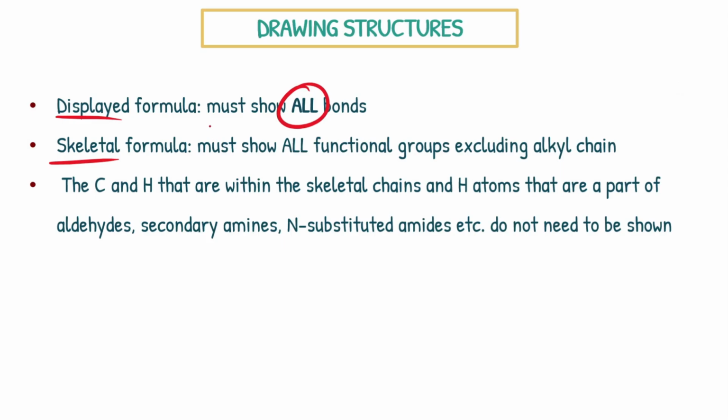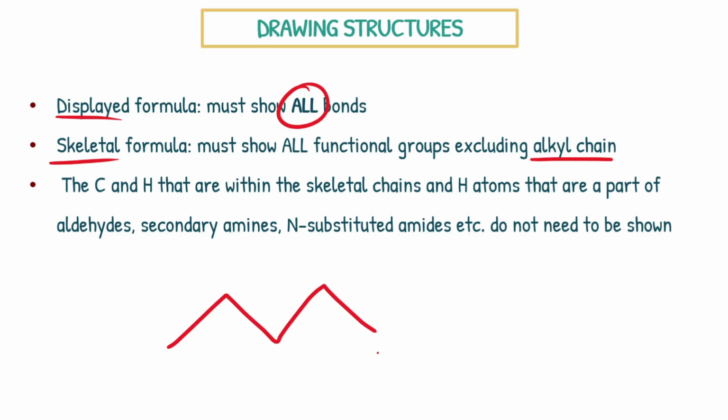Next up, skeletal, okay? You must show all of the functional groups excluding the alkyl chain. So what do I mean by this? The way I always like to remember it is the alkyl chain, so the hydrocarbon chain, is just a zigzag. That's just how I remember it. So for example, this would be pentane, right? So 1, 2, 3, 4, 5. 5 carbons, cool. So that would be how I do it.